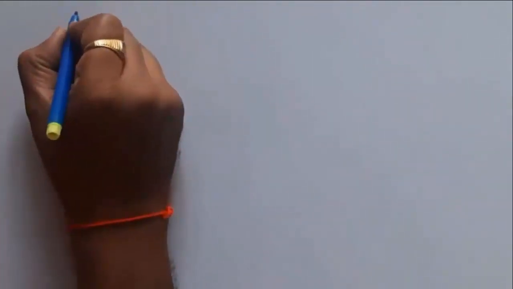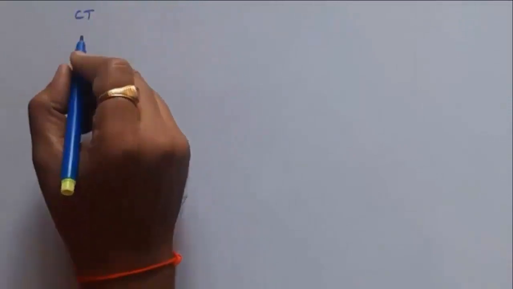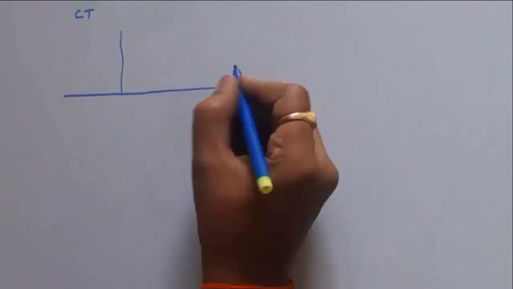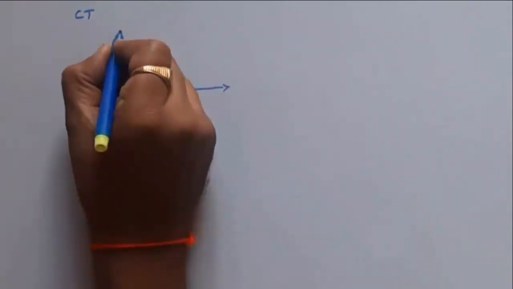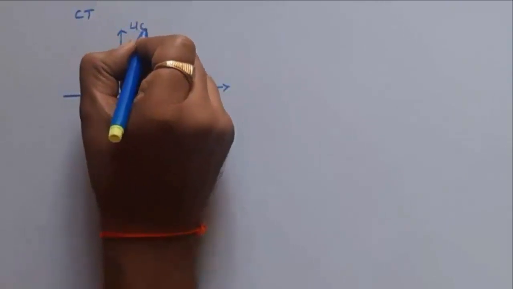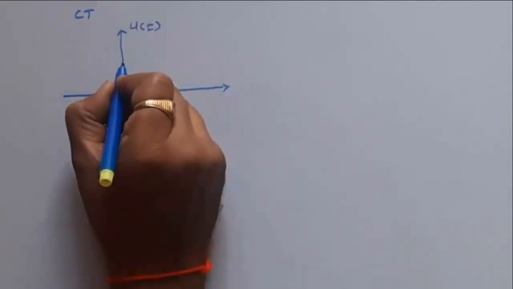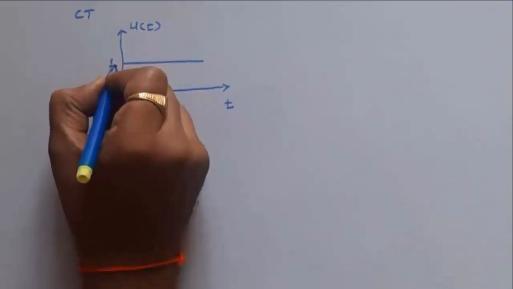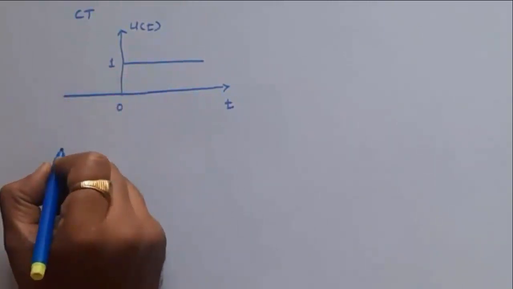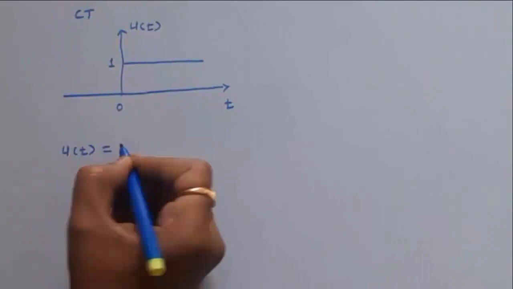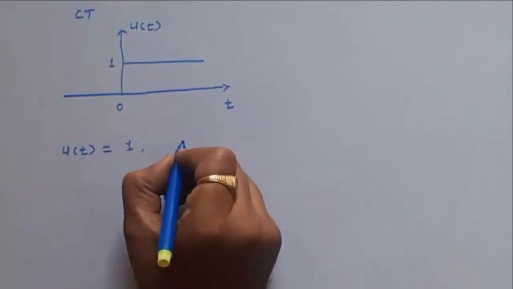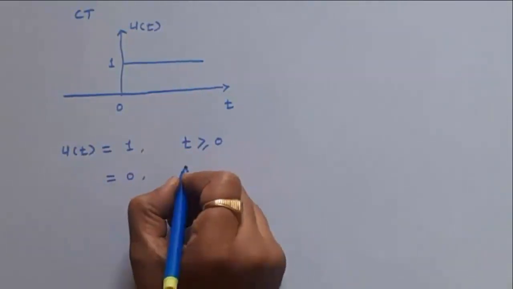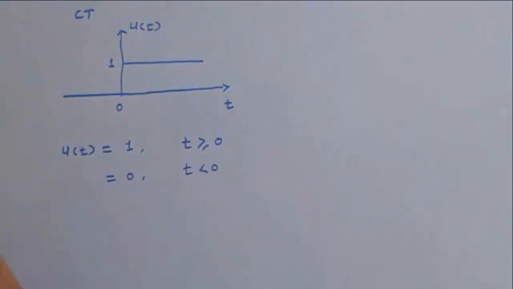Let us draw the graphical signals. First of all, continuous time unit step signal. The continuous time unit step signal is represented as u(t). This signal has constant amplitude 1 for all values of t greater than 0. If we represent it mathematically, we can write u(t) = 1 for values of t greater than or equal to 0, and u(t) = 0 for values of t less than 0.